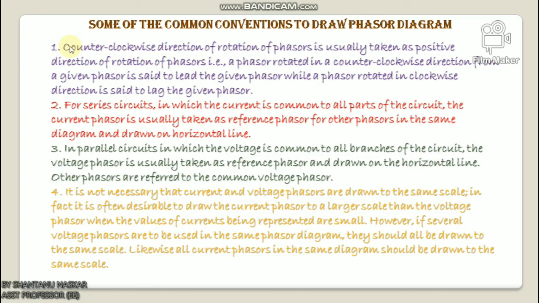Number 4, it is not necessary that current and voltage phasors are drawn to the same scale. In fact, it is often desirable to draw the current phasor to a larger scale than the voltage phasor when the values of current being represented are small. However, if several voltage phasors are to be used in the same phasor diagram, they should all be drawn to the same scale. Likewise, all the current phasors in the same diagram should be drawn to the same scale.